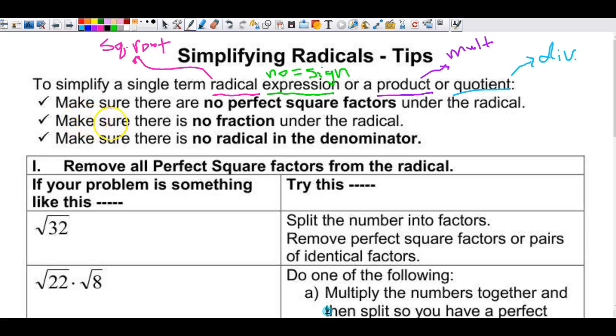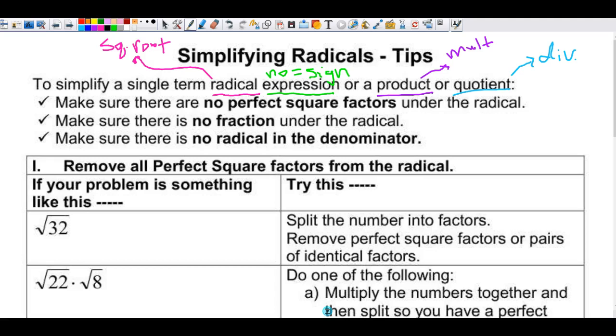So to simplify that, we're going to make sure that there are no perfect square factors under the radical, make sure that there's no fraction under the radical, and make sure that there's no radical in the denominator. Basically, when you are simplifying, you are reducing it, kind of like reducing a fraction. You're changing the way it looks, but you cannot change its value. That's what you have to keep in mind. The value is the same.